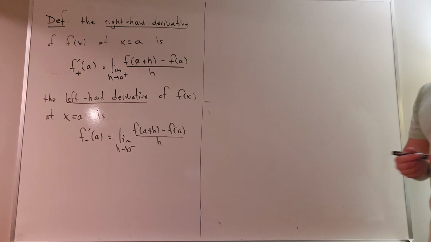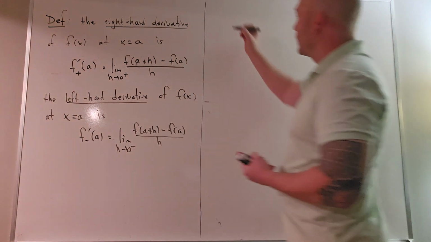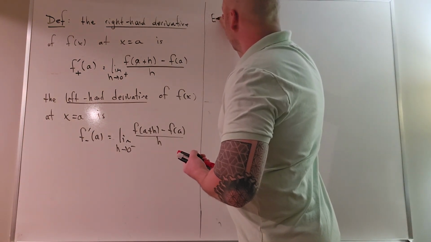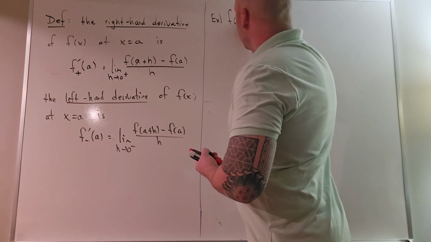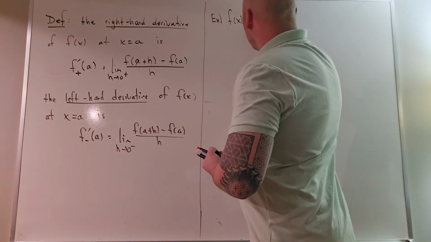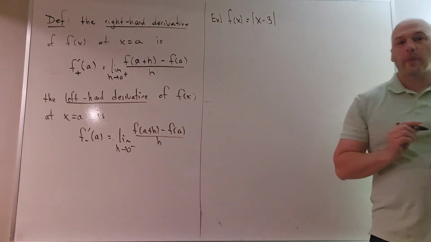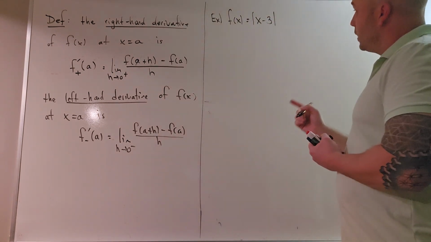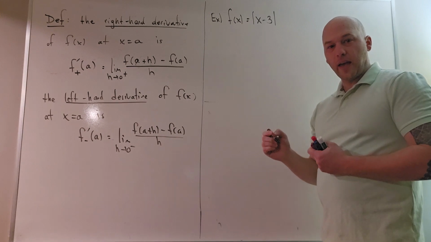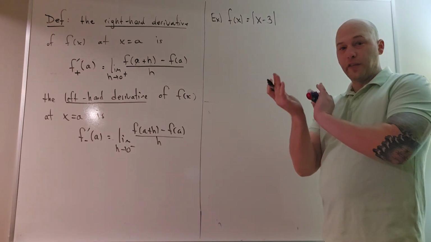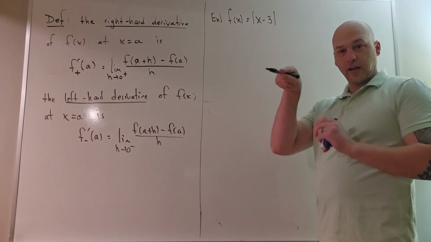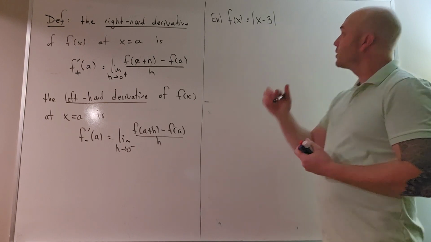Let's start with an absolute value function. For example, let's look at the function f of x is equal to the absolute value of x minus 3. So remember that the shape of the absolute value function is the V shape, and it has the vertex at the origin opening upwards.